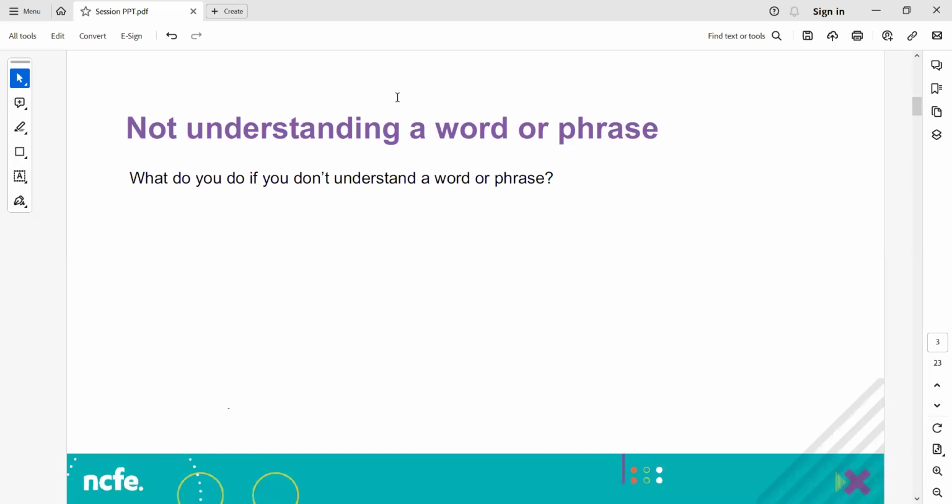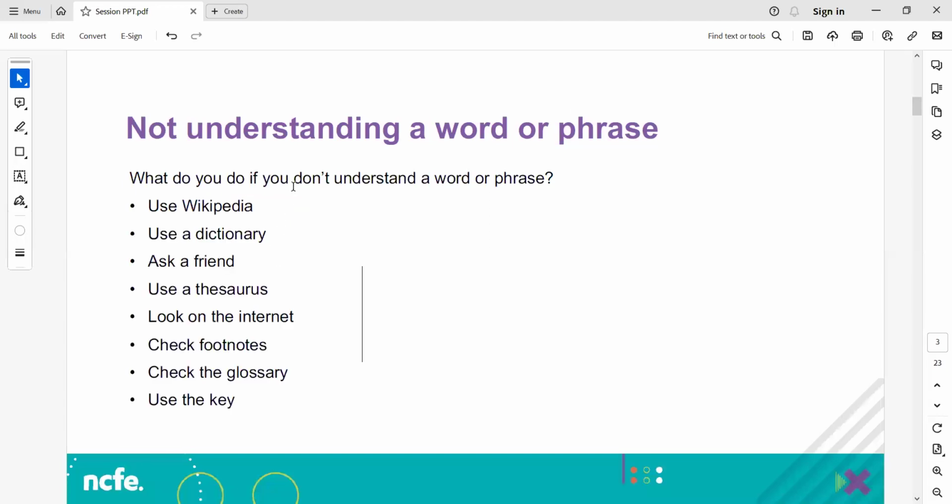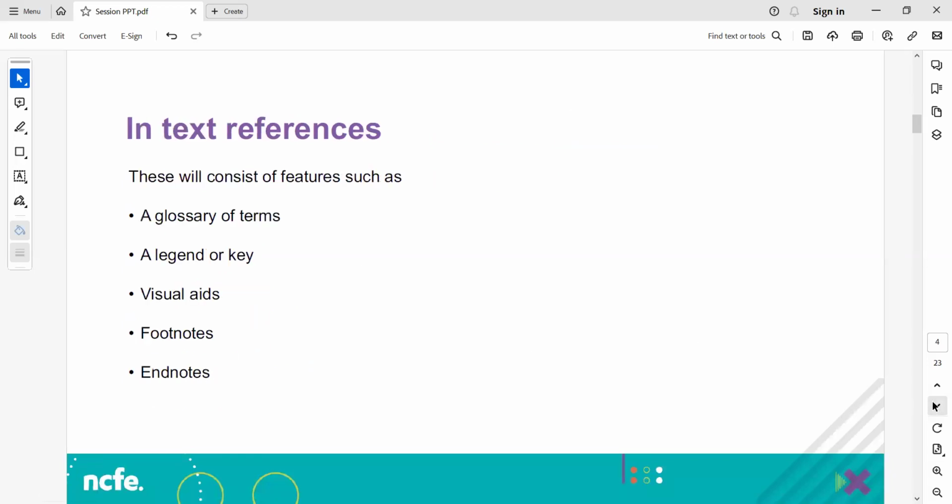So there are different ways that we can help ourselves to find the meanings of words or phrases that we don't understand. You've already come up with some, but there's some others there. So Wikipedia, you could ask a friend, thesaurus. We mentioned looking on the internet, using a dictionary. You could also check the footnotes or the glossary of the text if there is one, or use the key. And we're going to look at those this morning.